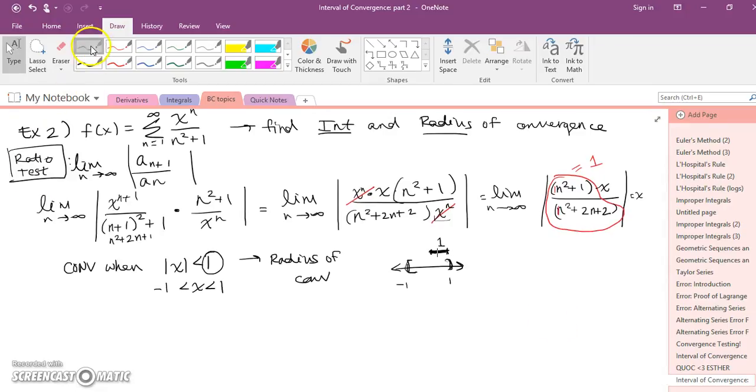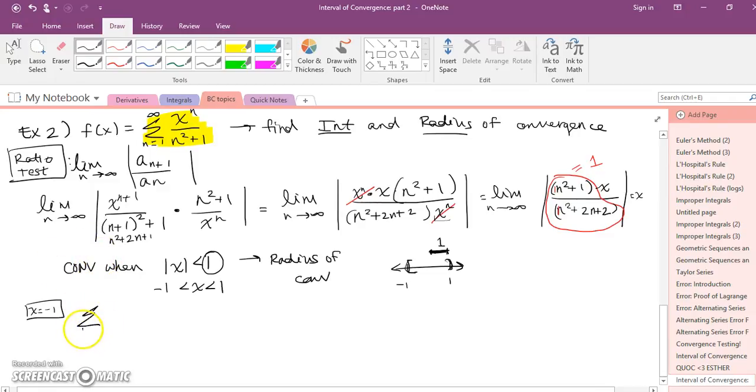I'm going to start with my endpoint of -1. When x is -1, I'm going to plug it right into here. And we'll see that is going to give me just a series of numbers. And you're going to use your convergence knowledge to see does it converge or diverge. So instead of x to the n, let's do -1 to the n over n squared plus 1.